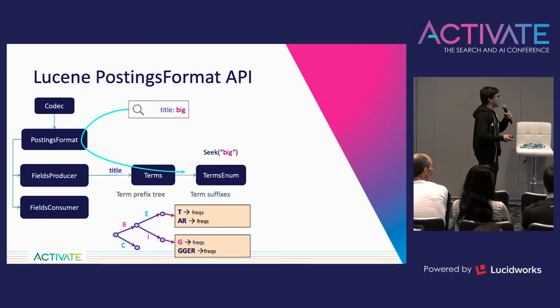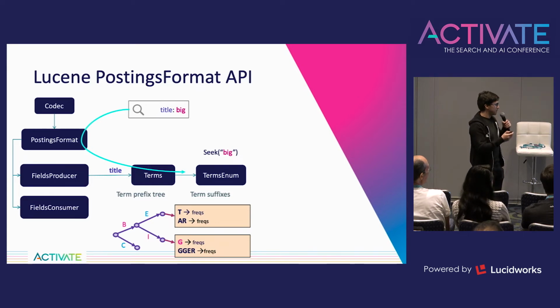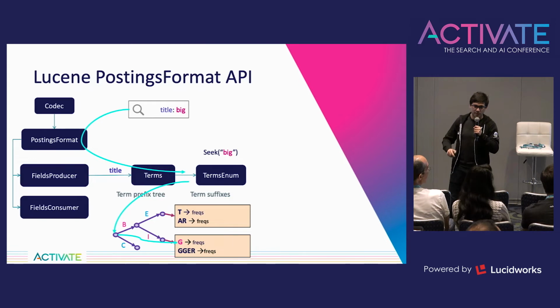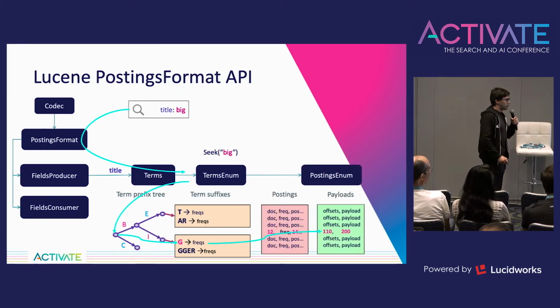So in the example, we will instantiate the terms, and inside the terms, an iterator called terms enum, in which we are going to look to the method seek for the term big. So we start to traverse the prefix tree. We get to the right suffix block, and then at this point, we can access the postings.